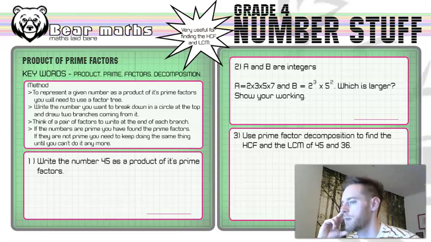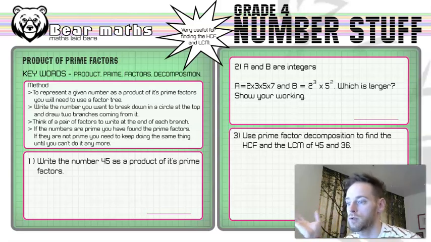Okay, so the method states to represent a given number as a product of prime factors, you need to use a factor tree. When you hear the word factor tree, most students go, oh, I know what factor trees are, I can do factor trees. It's just hearing the words product of prime factors that makes people a little bit scared.